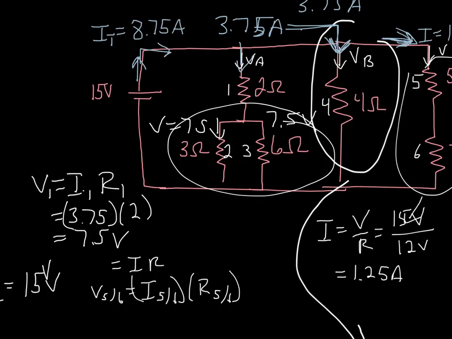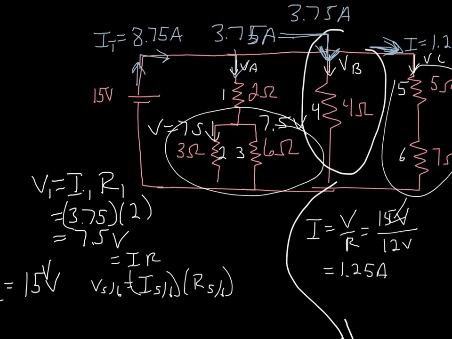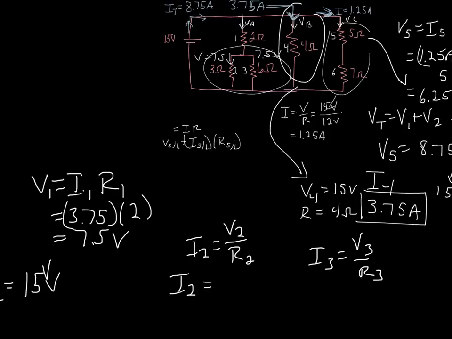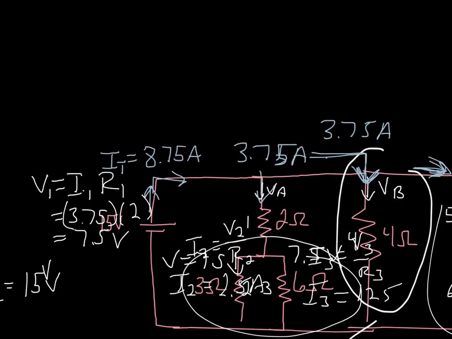And if we know the voltage drop across each of those is 7.5 and 7.5, then we can find the currents through each of those, again using I2 equals V2 over R2, and I3 equals V3 over R3. That's going to give us an I2 of 2.5 amps and an I3 of 1.25 amps. And you can see again I2 plus I3, this one plus this one, adds up to the total going through that, which is the 3.75, because it's split.